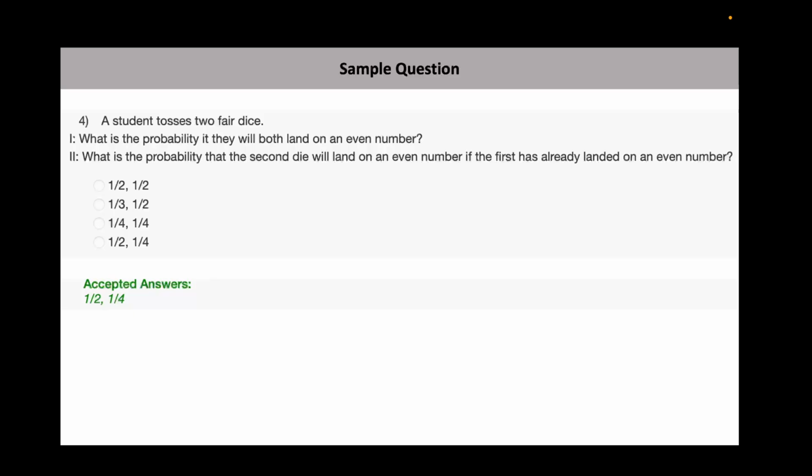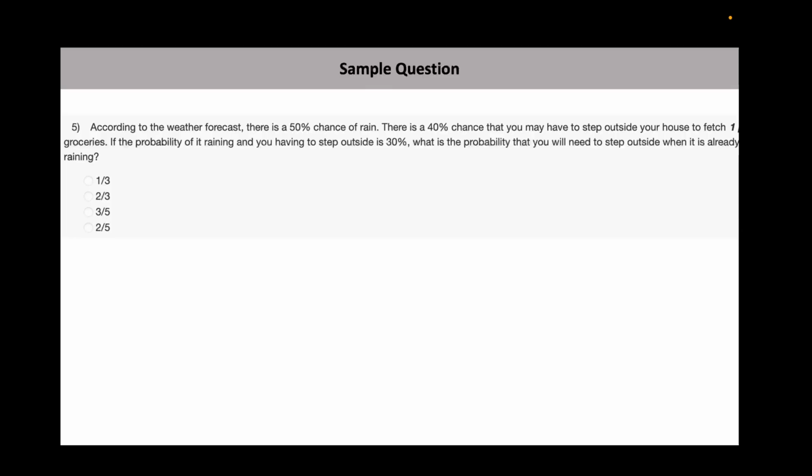Okay, so let's move on to our next question. According to the weather forecast, there is a 50% chance of rain. There is a 40% chance that you may have to step outside your house to fetch groceries. If the probability of it raining and you having to step outside is 30%, what is the probability that you will need to step outside when it is already raining?